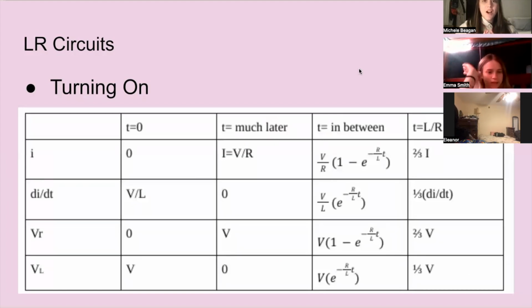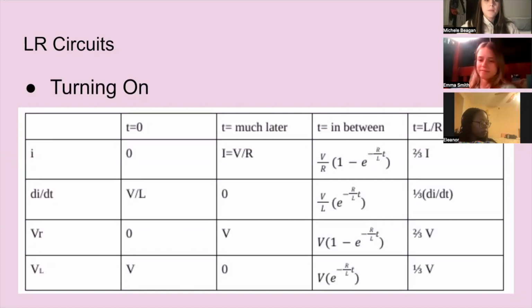Here is our little table to remember our formulas. You also want to remember that VR plus VL equals 0. You can read the rest of the table, but basically you want to remember the pattern 2/3, 1/3, 2/3, and 1/3 for T equals L over R.